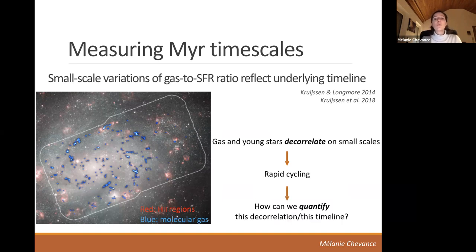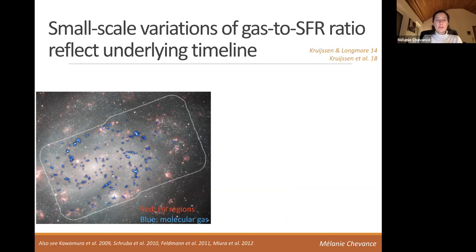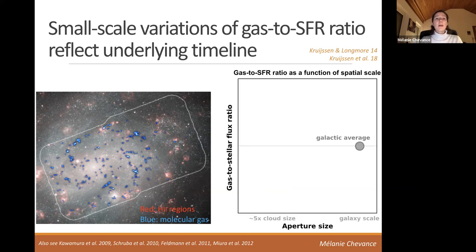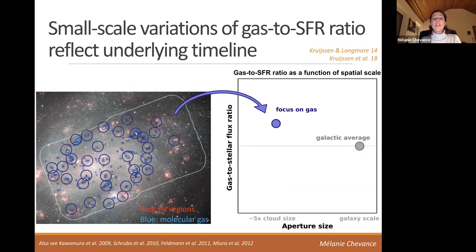But how can we actually quantify this decorrelation? And by doing so, how can we measure the lifetime of the cloud? For that, we have developed a statistical method that relies on this decorrelation, where we measure the gas to stellar flux ratio at different places in this galaxy. When you do that globally for the entire galaxy, you measure a galactic average of the gas to stellar flux ratio. But when you focus small apertures on gas peaks, because you focus them on the blue clouds here, you measure an increased gas to stellar flux ratio.